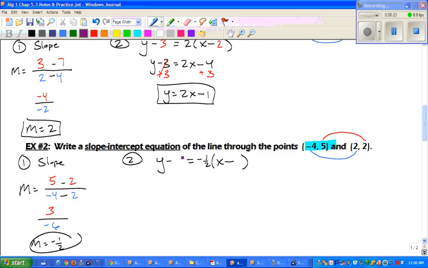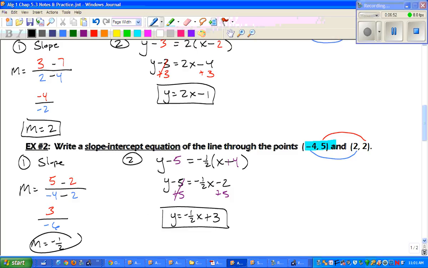Okay. So there's the y. There's the x. Okay. Y minus 5 equals negative 1/2 times x, and then that gives us negative 2. If you add 5 to both sides, you get y equals negative 1/2 x plus 3.